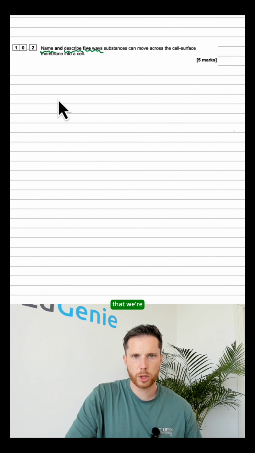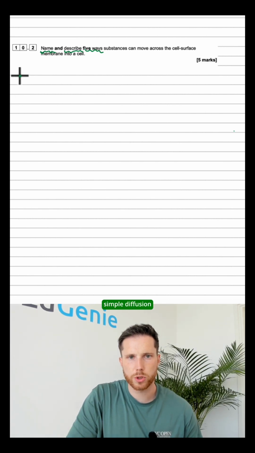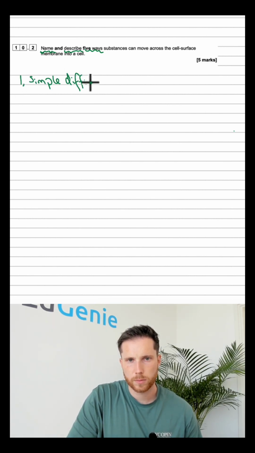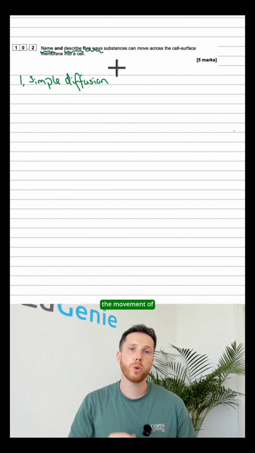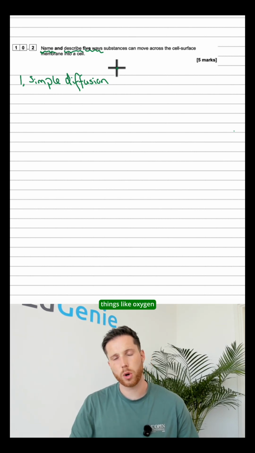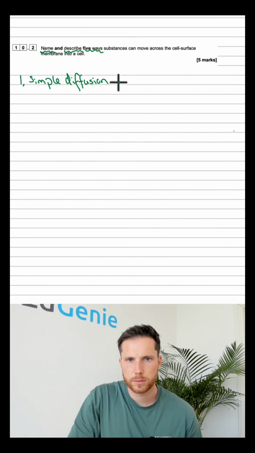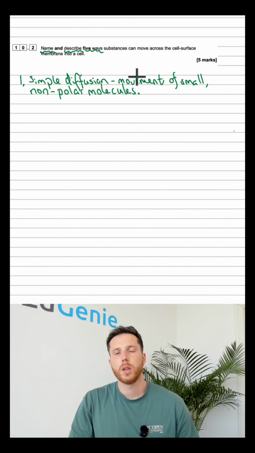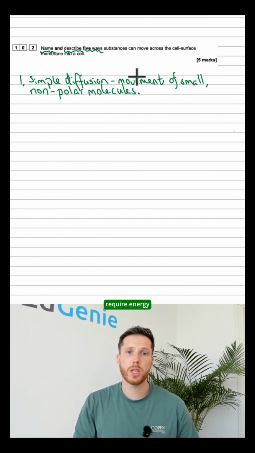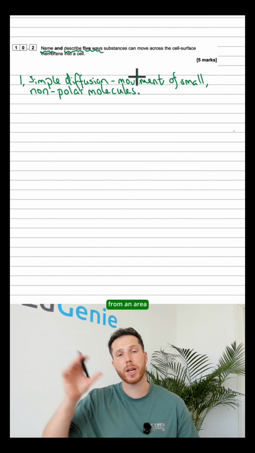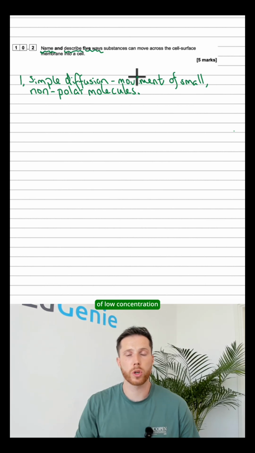Okay, so the first one that we're going to go for is going to be simple diffusion. And this is the movement of small non-polar molecules, things like oxygen or carbon dioxide. It's passive, so it doesn't require energy, and the molecules are going to move from an area of high concentration to an area of low concentration.